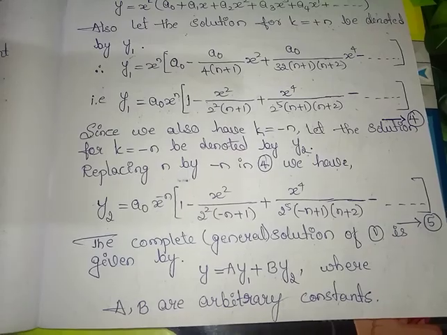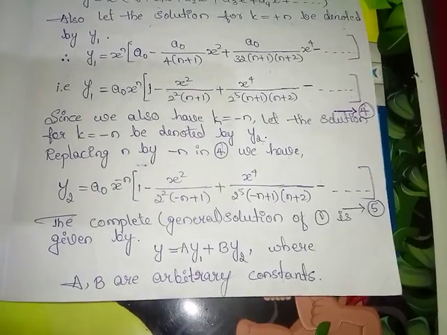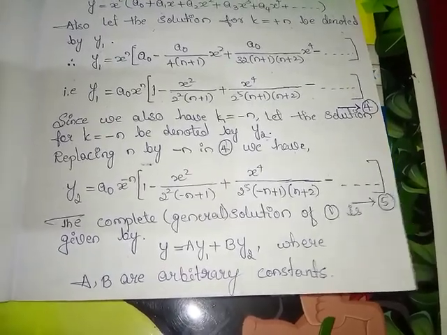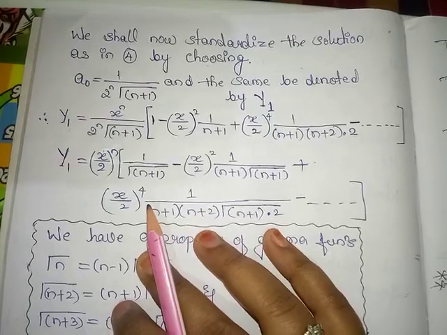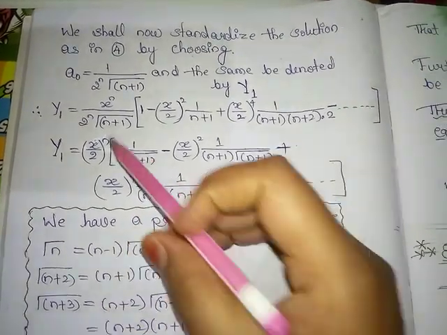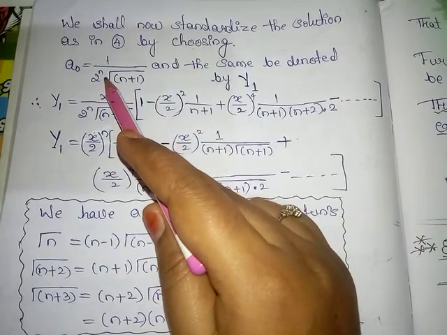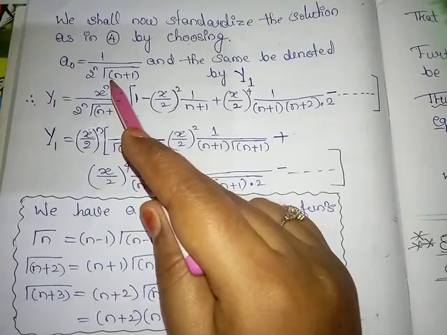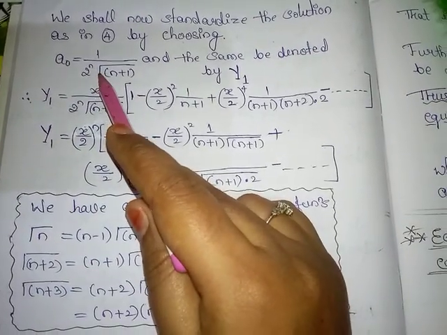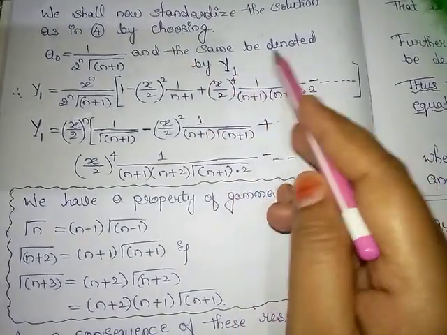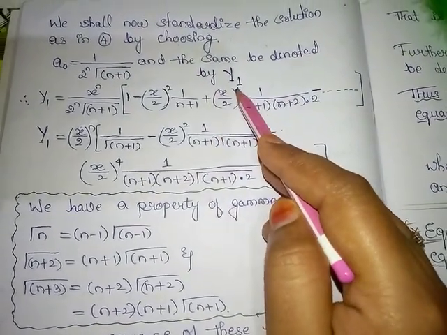Next, to get the Bessel function, meaning the series solution of the Bessel differential equation leading to the Bessel function, we shall now standardize the solution as in 4 by choosing a0 equal to 1 divided by 2 raised to n gamma of n plus 1. This is not root, this is gamma. This is gamma of n plus 1, and the same is denoted by capital Y n.